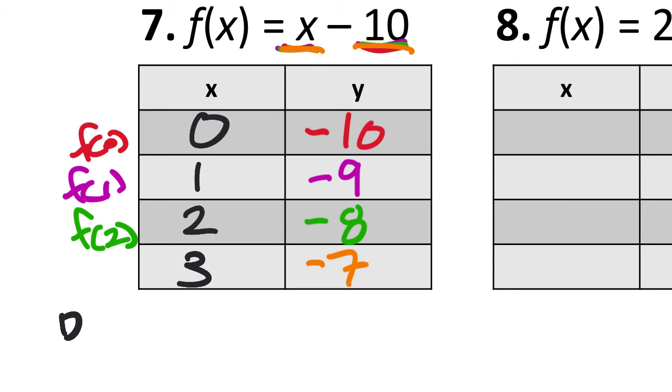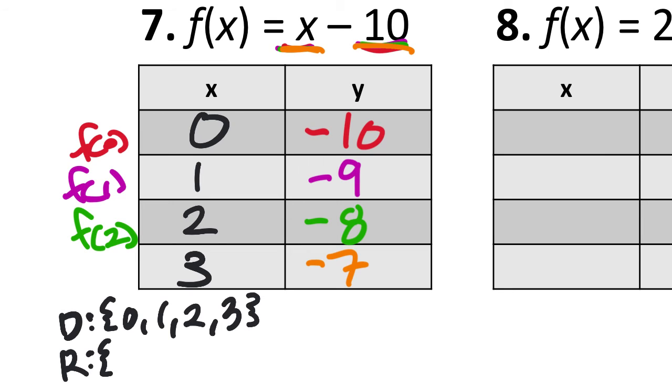So when they ask for the domain and the range here, D for domain, R for range, some fancy brackets, the domain just has the values 0, 1, 2, and 3. And then the y values, this is still listed from least to greatest, but be careful with those negatives, even though this one got put in order. So that's negative 10, negative 9, negative 8, negative 7, because on the assignment, it will ask for this from least to greatest.